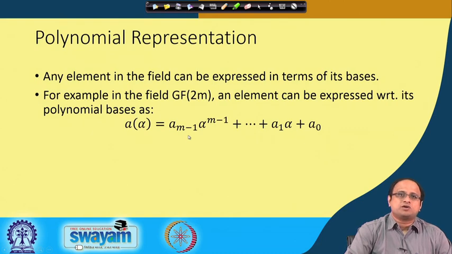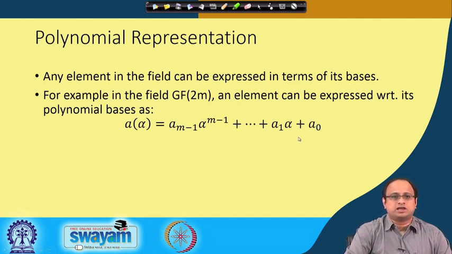Okay. So, how am I generating this element? I am taking linear combinations of my basis elements. The coefficients of my linear expansion are denoted as A0, A1, and so on till A m minus 1, and these elements are in GF2, that means they can be either 0 or 1. Therefore, you can easily understand that this representation can cover the entire field GF2 to the power of m. So, it can represent any element in GF2 to the power of m.